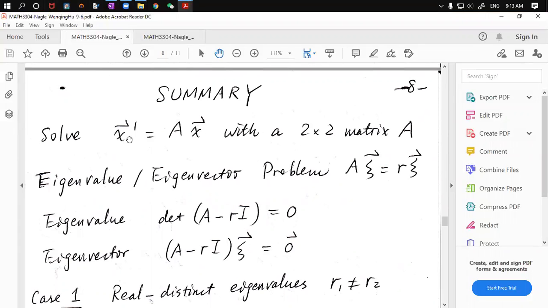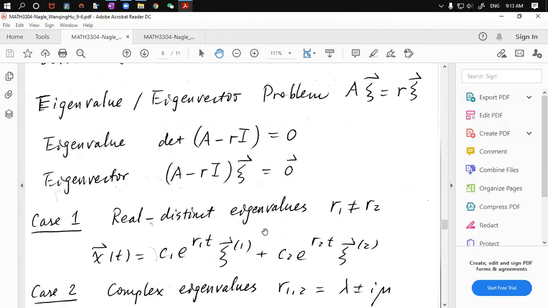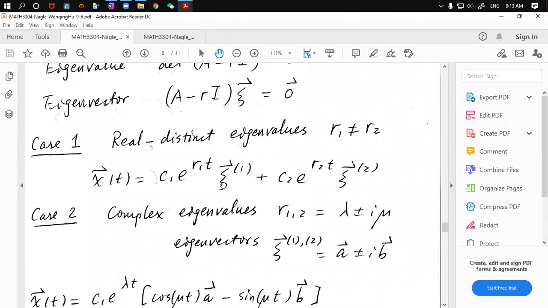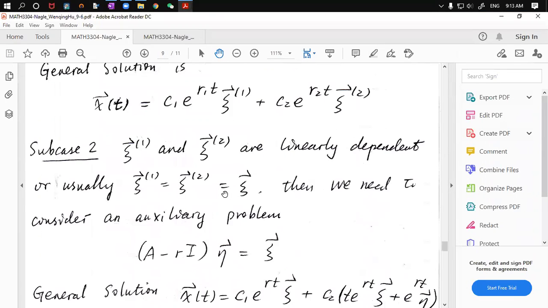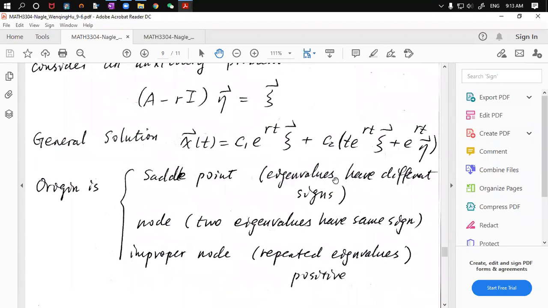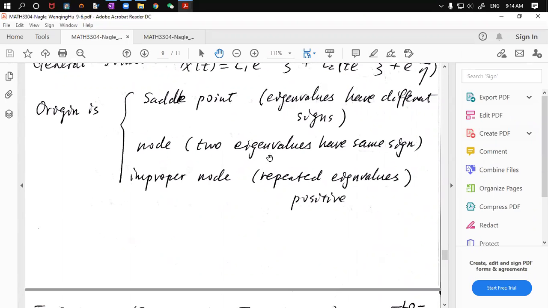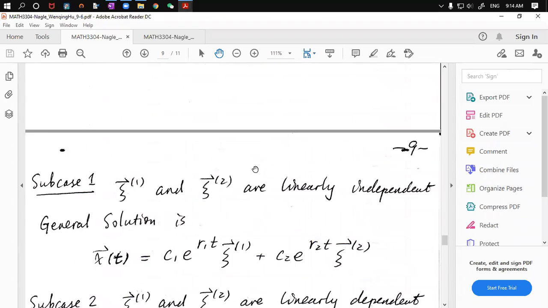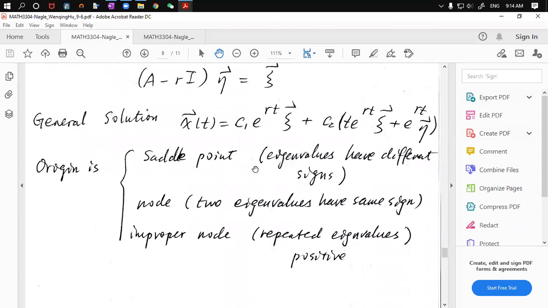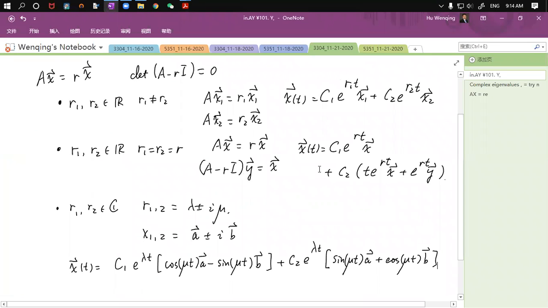You have x prime equal to Ax. Then you look for the eigenvectors. You have real distinct eigenvalues, complex eigenvalues, and real repeated eigenvalues, each with its solution. That's very important for your upcoming exam. Please keep this separate sheet of papers with you in order to understand what is going on in these lectures.